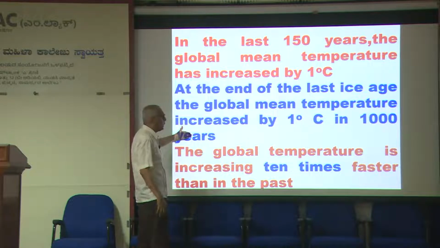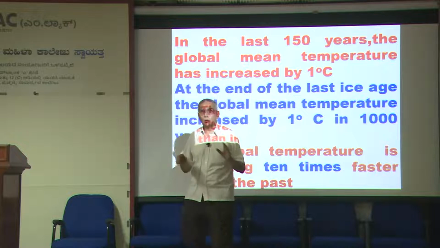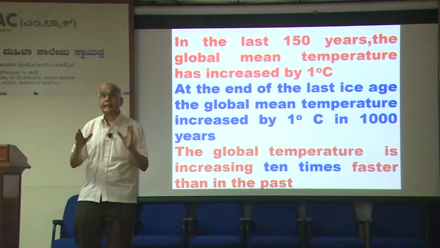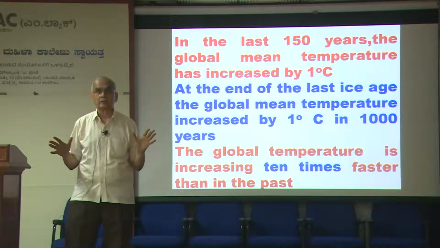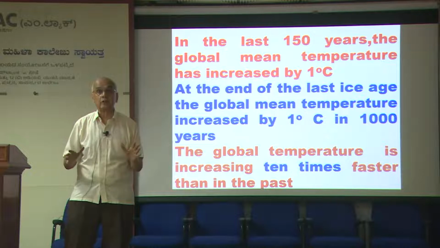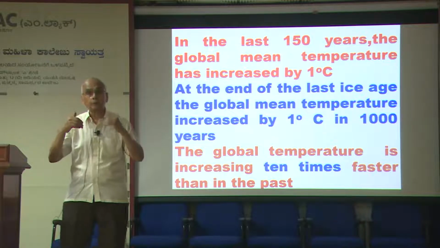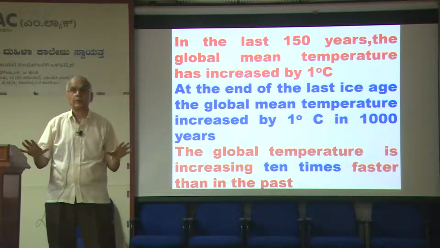When we came out of the ice age, the temperature rose 1 degree in 1000 years. So not only are we increasing temperature, we are increasing it at a rate 10 times higher than ever happened in the past. That is the serious concern. Things are changing so rapidly that neither human beings nor plants nor animals can adjust to it.